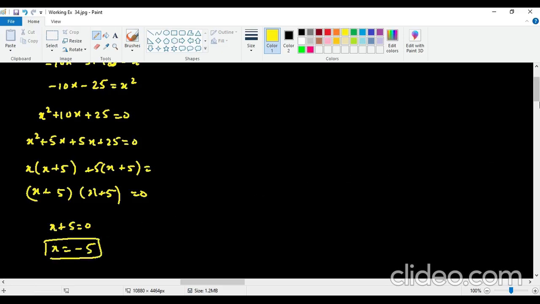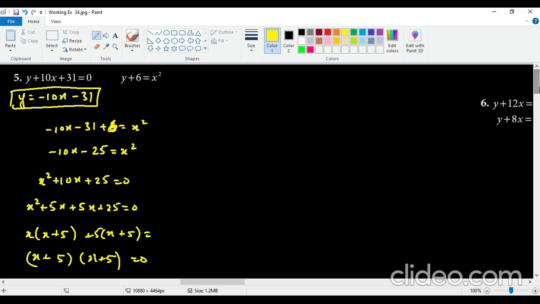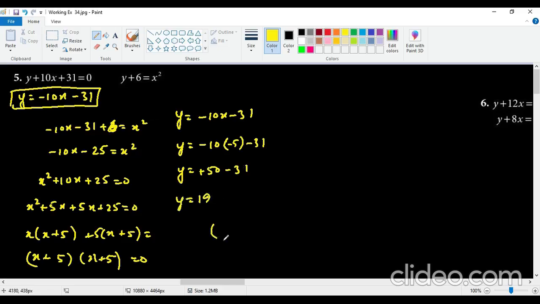Now I'll put this into the equation. That means y equals negative 10x minus 31, and the value of x is minus 5. So this is going to give us plus 50 minus 31. It's going to give us y equals 19. So there's only one point where it's going to meet: x equals minus 5 and y equals 19.